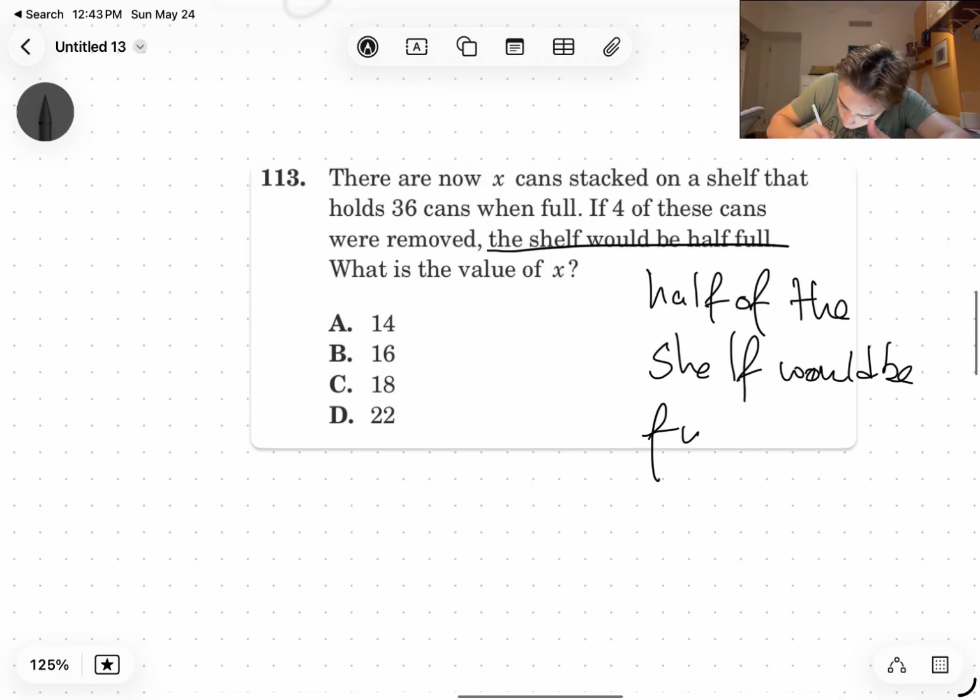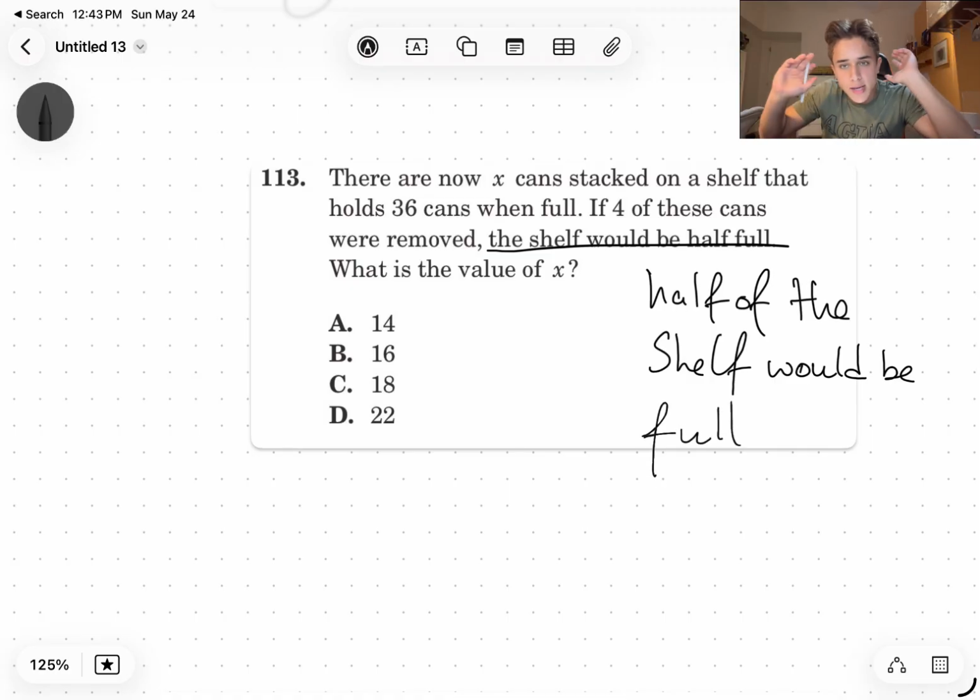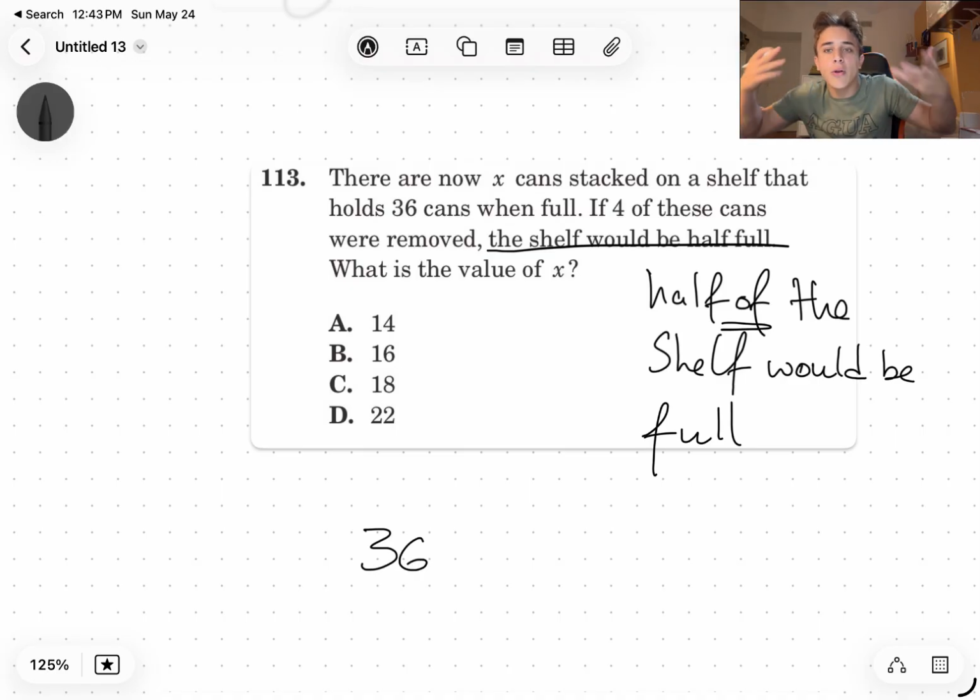And so a lot of the times they're not going to give you the key words. You have to rephrase it in a way that makes one of them appear. So if you see here, we rephrased it in a way that has the word "of". So we know that the shelf is being multiplied by half. So if we say the shelf holds 36 cans, and now we know that the amount of cans there are is half of that, which means we're multiplying it by 1/2.